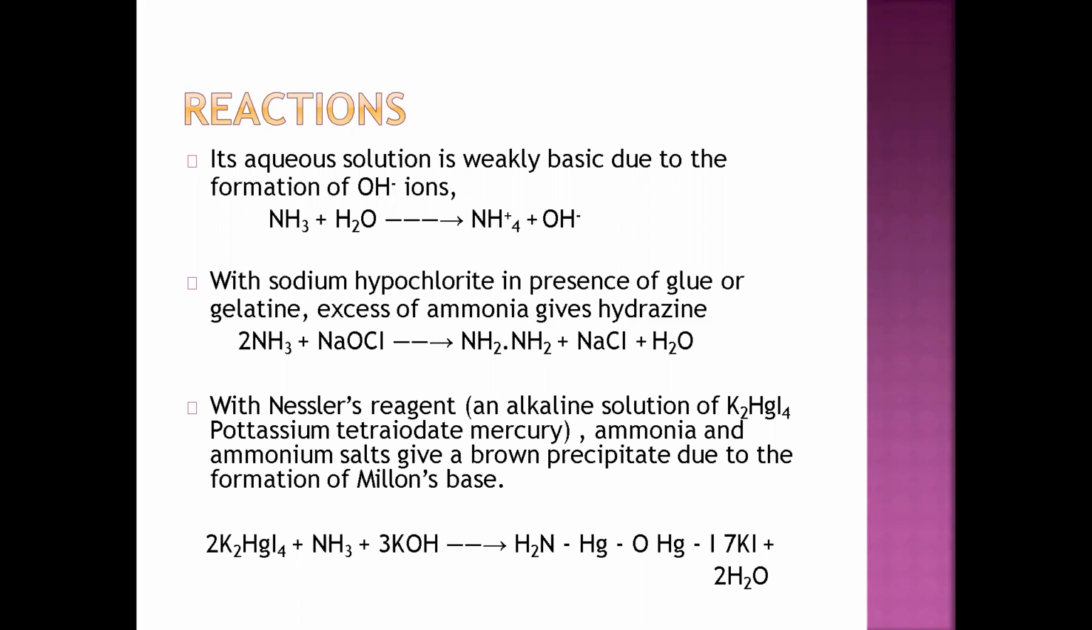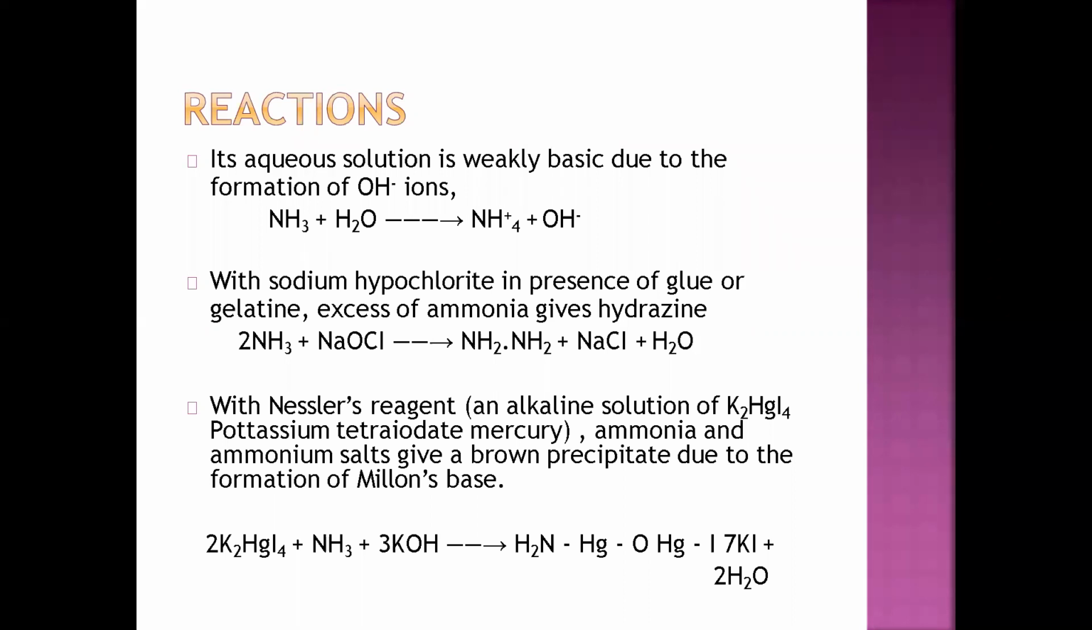When sodium hypochlorite is present in the presence of glue and gelatin, excess ammonia gives hydrazine. So ammonia with NaOCl gives N2H4, meaning two ammonia connected together with a bond, plus NaCl and H2O. With Nessler's reagent, an alkaline solution of K2HgI4, the potassium tetraiodomercurate, ammonia and ammonium salt give a brown precipitate due to the formation of Millon's base.